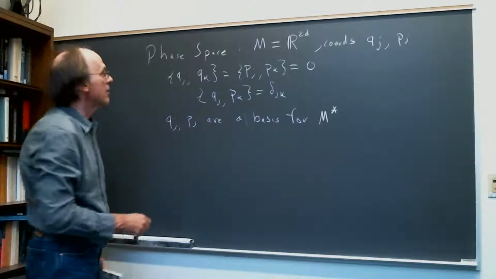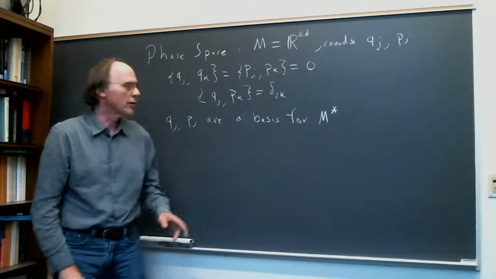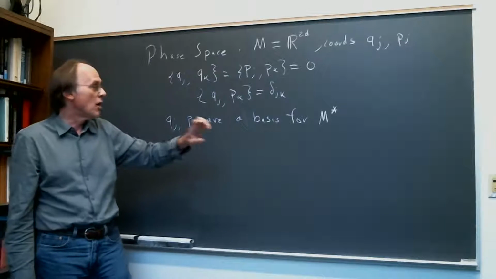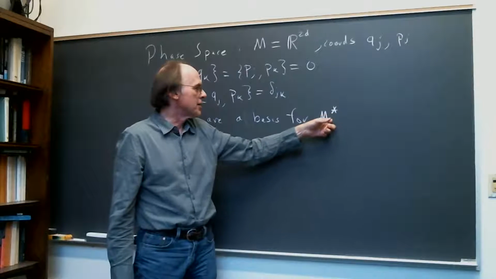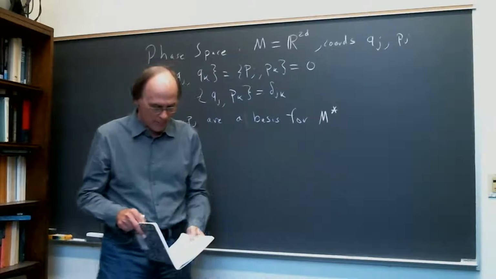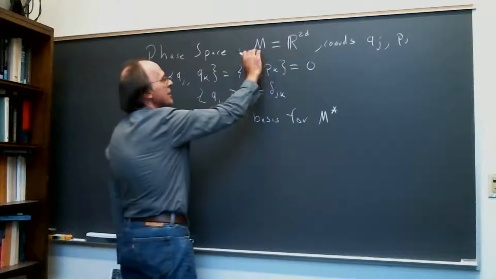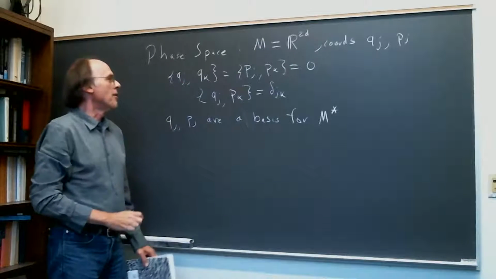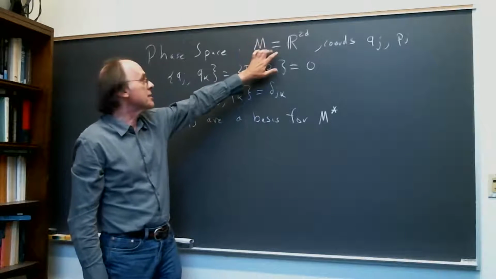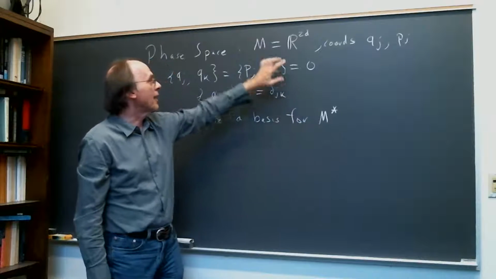Now here's where things get tricky. The simple calculations that I really want to emphasize, and what we're actually going to need when we quantize, all rely upon this M star, this dual space. But the problem is that the natural underlying geometric space is M, not M dual.